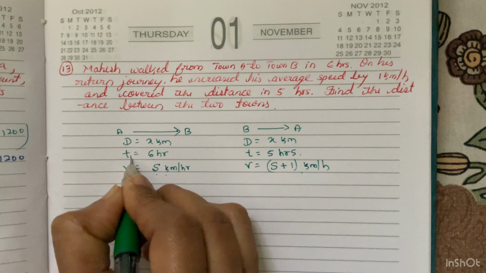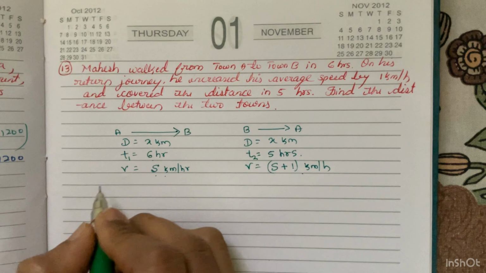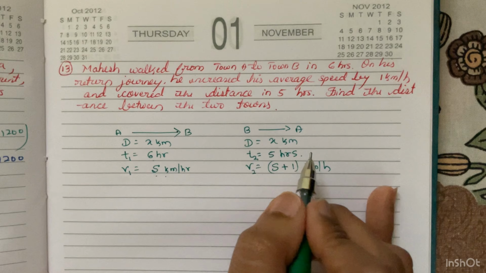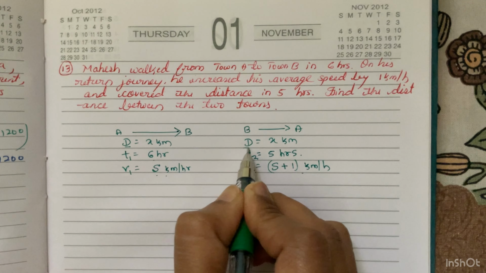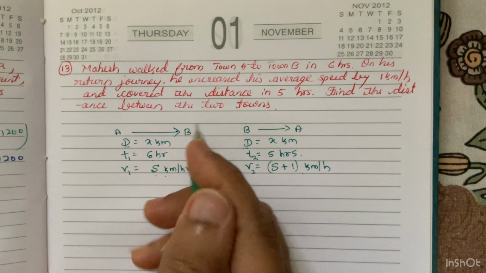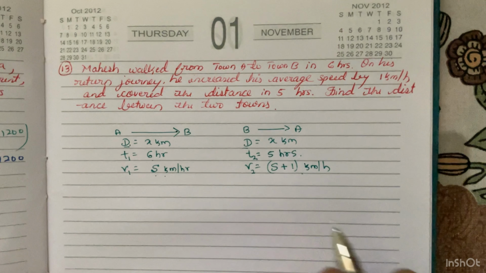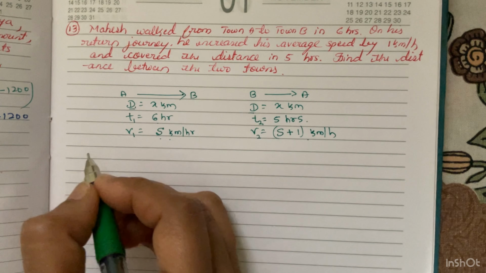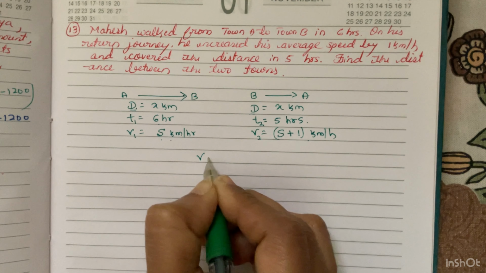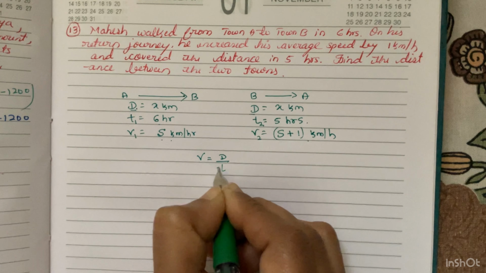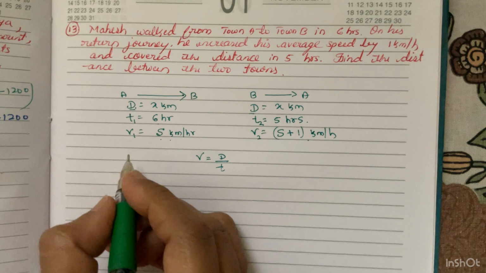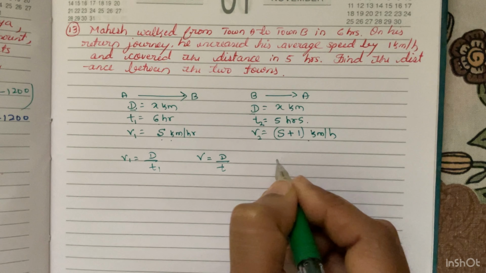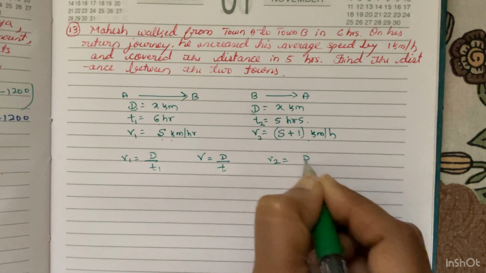That's why I'm giving the names T1 and T2 here, and the speed also changed for both, so I'm giving V1 and V2. The distance is going to remain the same, so let it be D and D. If the distance had changed, then we could give the names D1, D2. We have the formula for distance, time and speed: V equals D by T. For this, it becomes V1 equals D by T1, and here V2 equals D by T2.